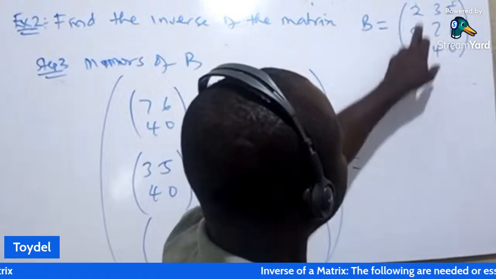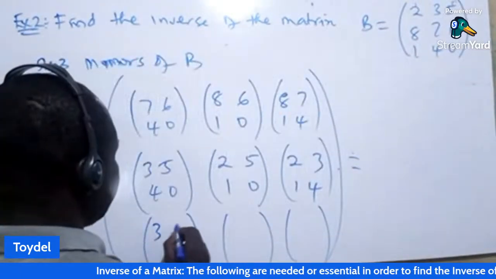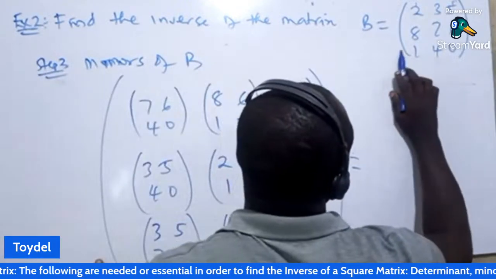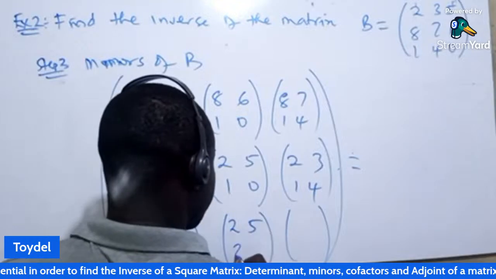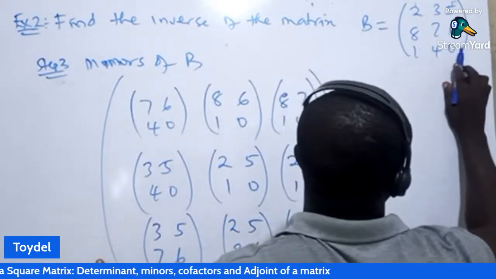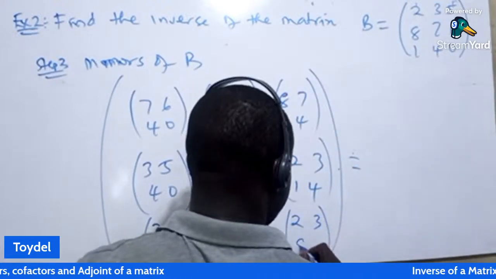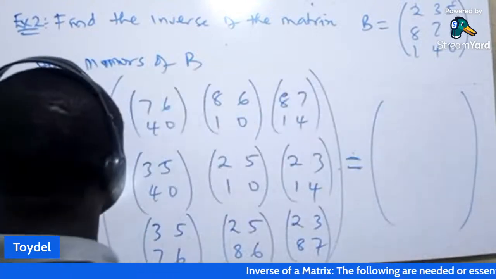We move to the third row. This one is along first column, third row, so we have 3576. Then 4 is along the third row and second column, so we have 2586. Then 0, which is the last element there, is along the third row and third column. So we have 2387. So the minors of B will now be given to us.